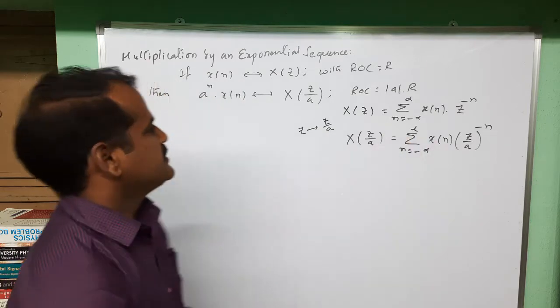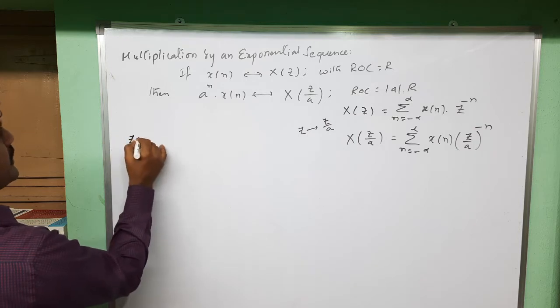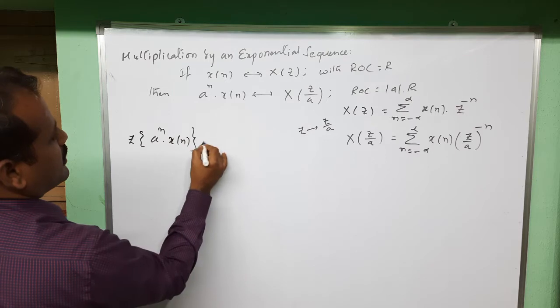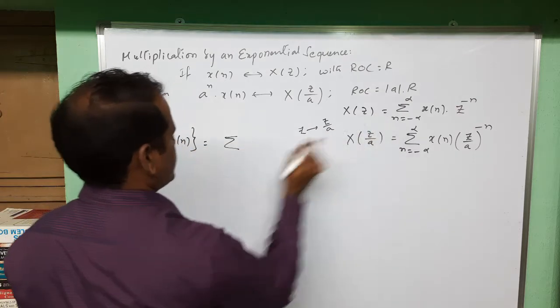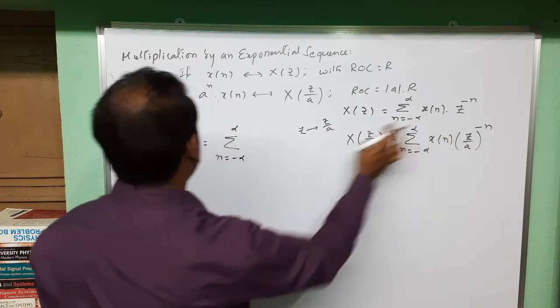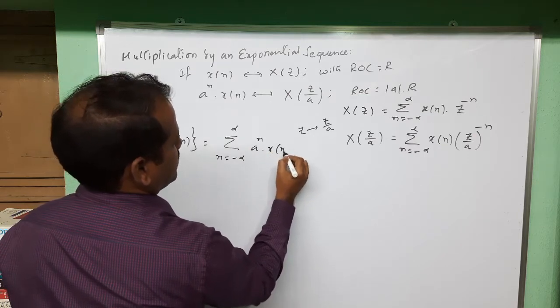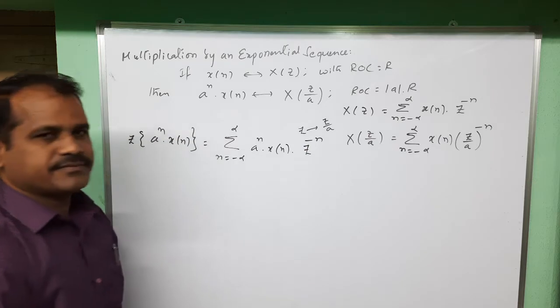Let us take the Z transform of this left hand side expression. The Z transform of a to the power of n x of n, from the standard formula, is the sum over n from minus infinity to plus infinity. In the x of n place we have a to the power of n x of n multiplied by z raised to minus n.